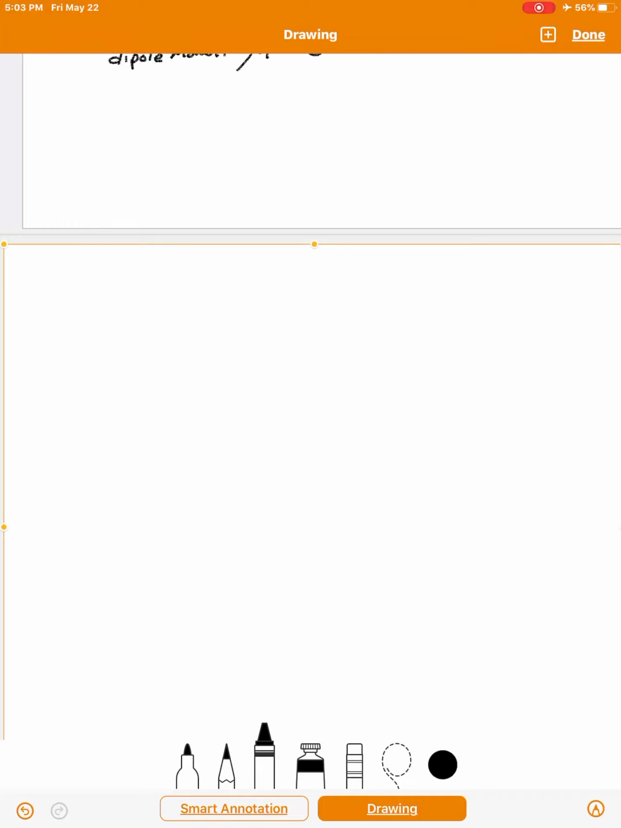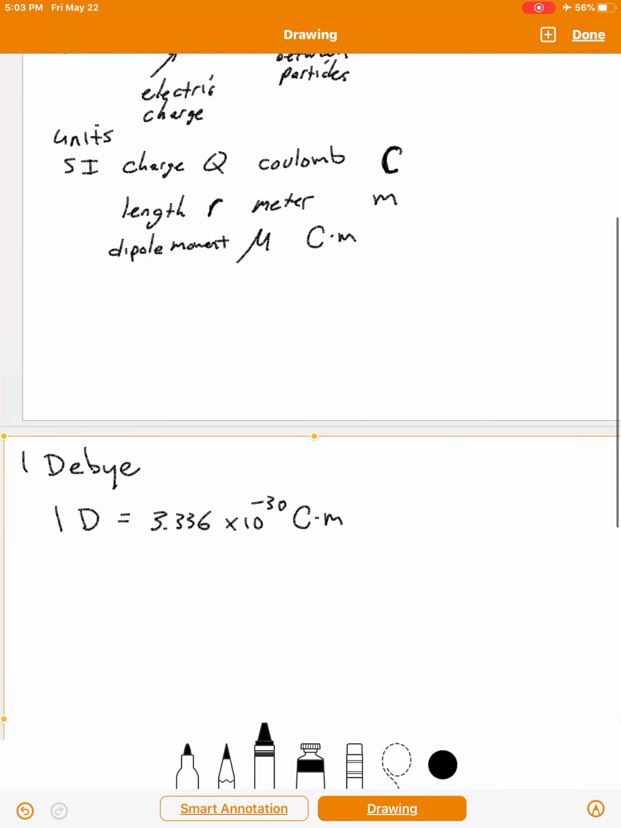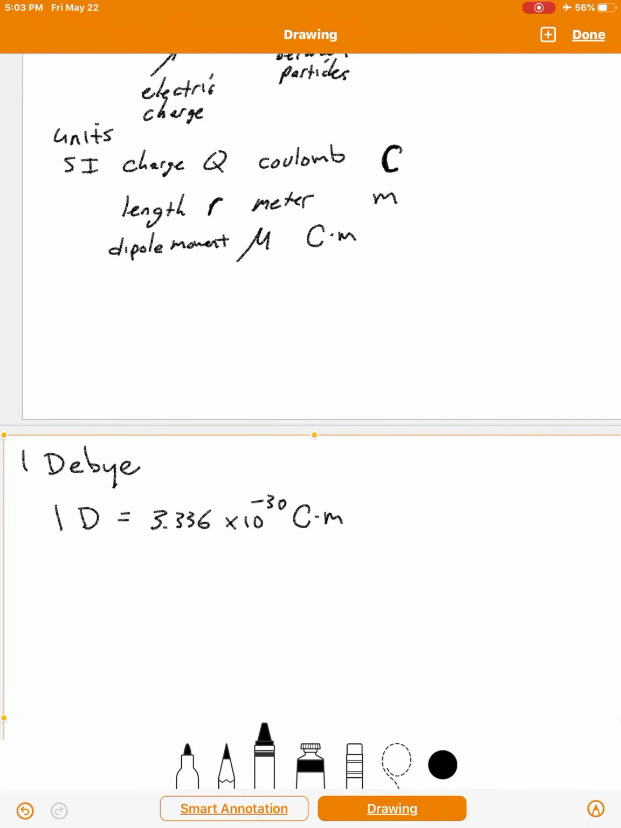We define something called a Debye. The abbreviation is a capital D. A Debye is 3.336 times 10 to the minus 30 coulomb meters. So instead of reporting the dipole moments of these bonds as 1.5 times 10 to the minus 31 coulomb meters, we convert it to Debye to give us numbers that are more reasonable. So let me do the following.